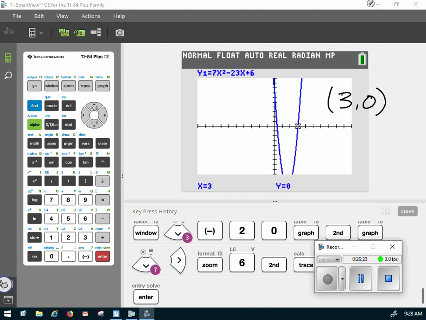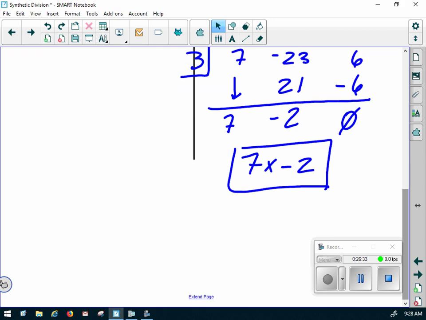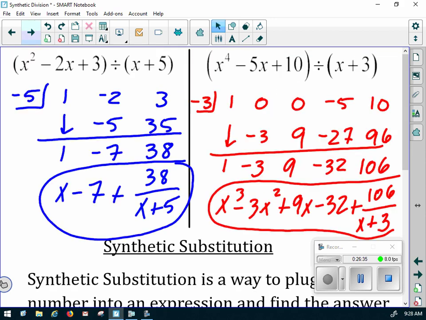All right. Now, we're going to go away from that. We're going to go back here to your pink, this stuff down here that says synthetic substitution. I don't want you looking there yet. I'm going to show you what that is on a problem we've already done.